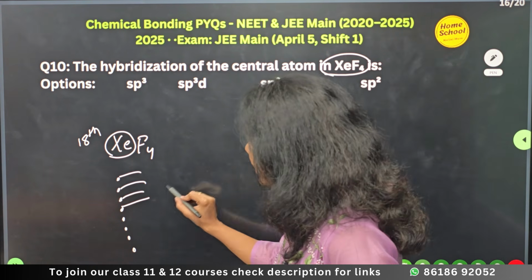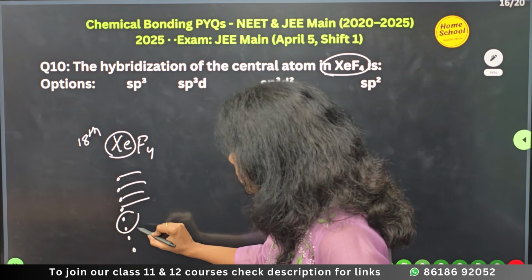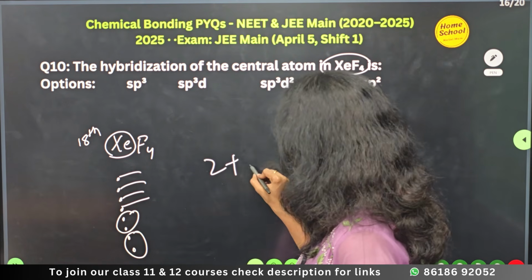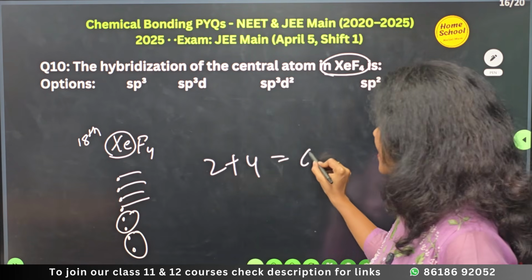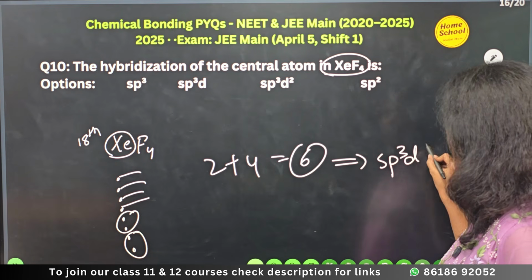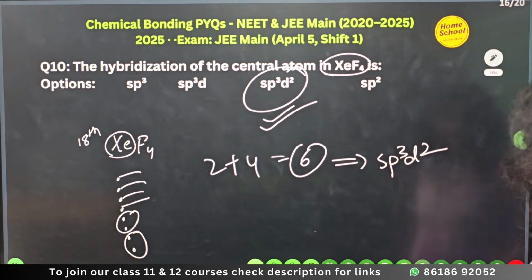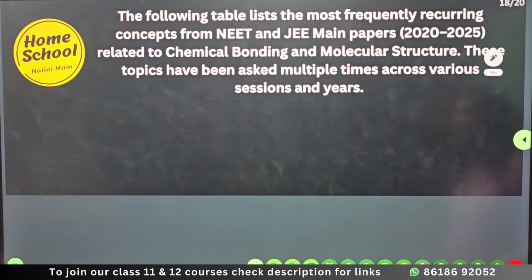What is the trick? Number of lone pairs plus number of sigma bonds. So how many lone pairs? 2 lone pairs. How many sigma bonds? 4. So 2 plus 4 is 6. If you get 6, what is the hybridization? sp3d2. So hybridization is sp3d2. Okay? That's all about the question.